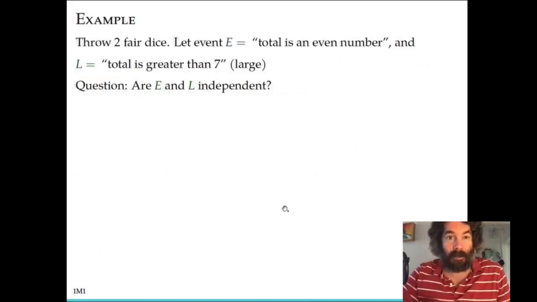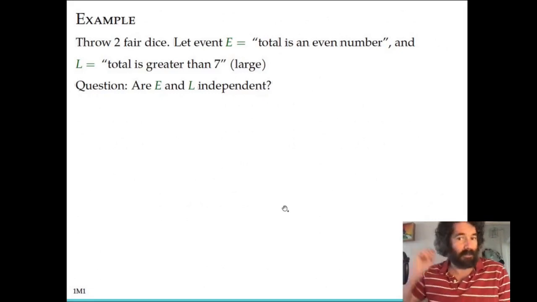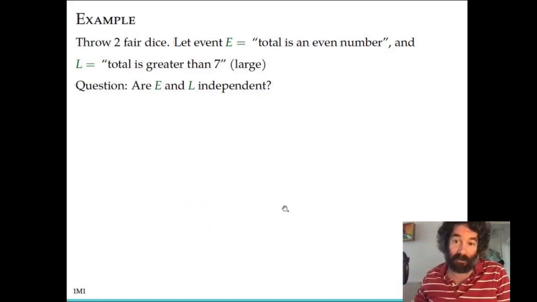All right. Let's look at another example. Say we throw two dice and let the event E be that the total is an even number, and then consider another event L, which is that the total is greater than 7. I want to ask, are these two events independent? This one is not so clear in advance.